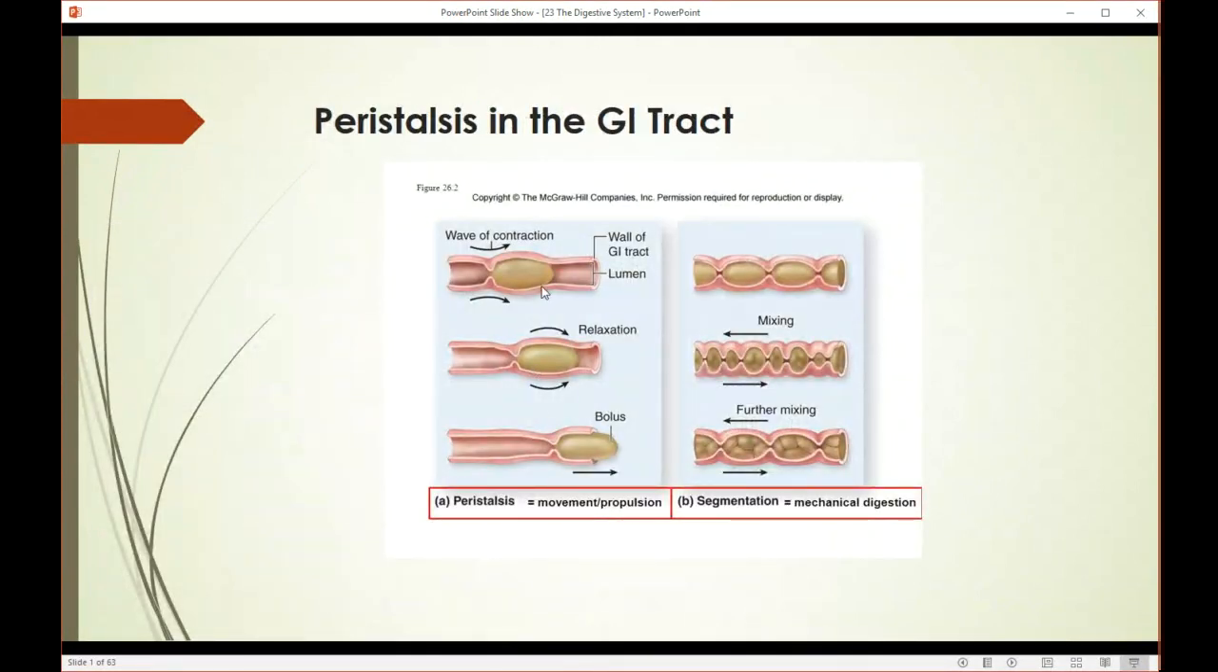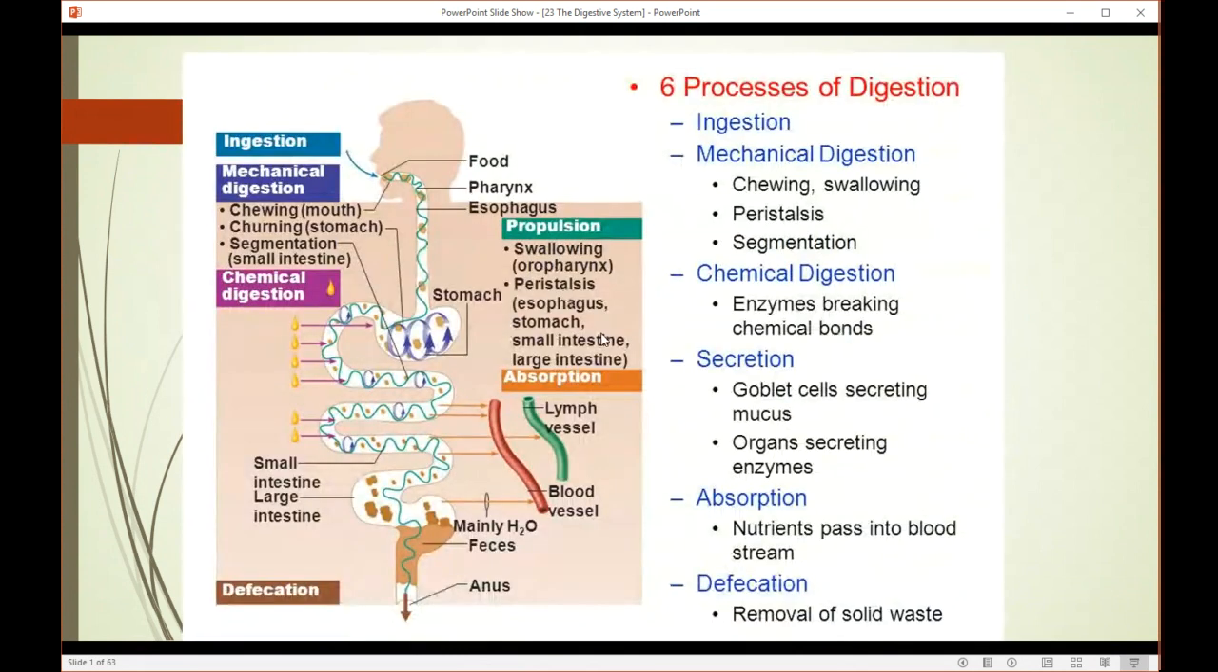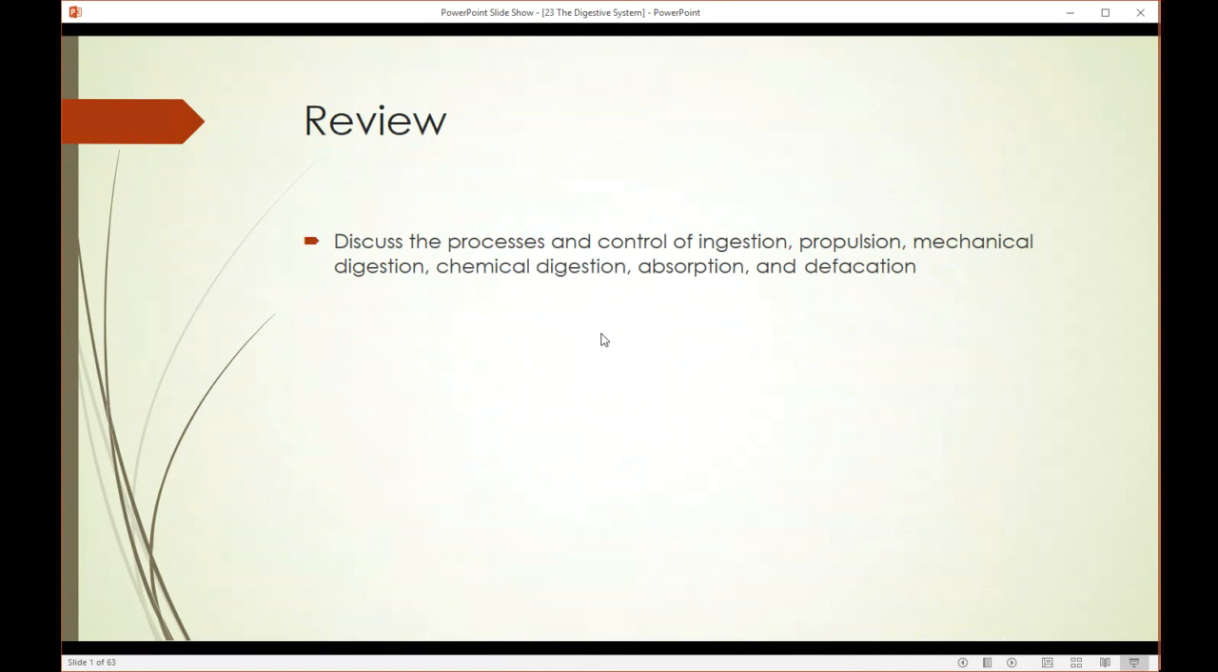This is peristalsis. We've already covered that, but just a quick review is that we have this wave of contraction. We also can see segmentation, which is a mechanical digestion. So to review, let's discuss the processes and the control of ingestion, propulsion, mechanical digestion, chemical digestion, absorption, and defecation. So pause here and give it a try on your own.